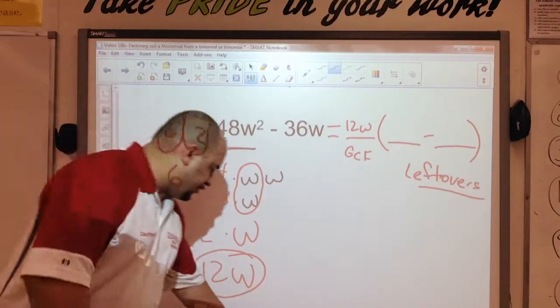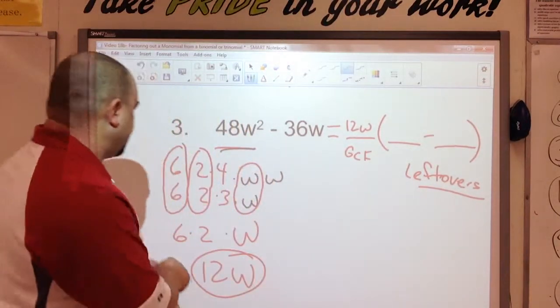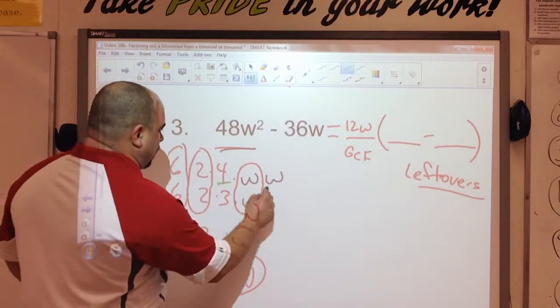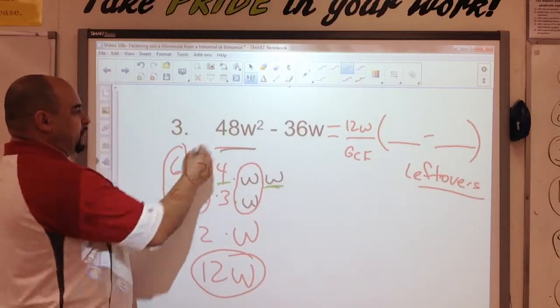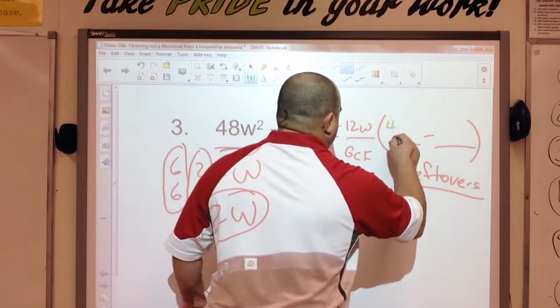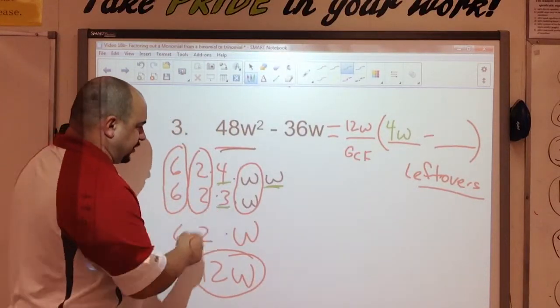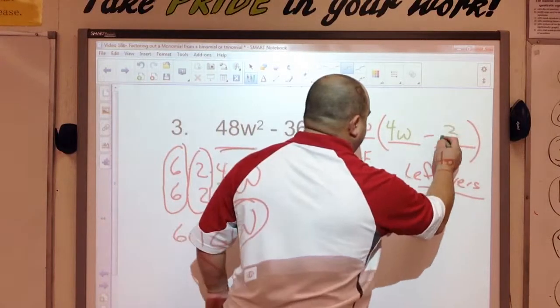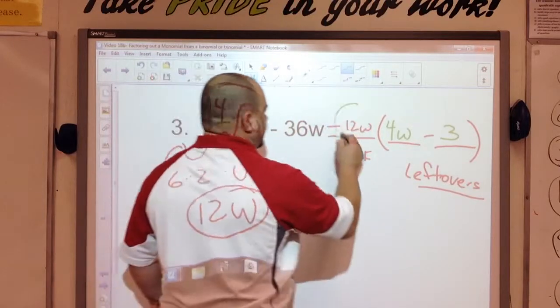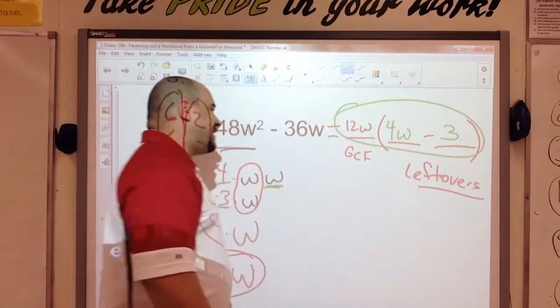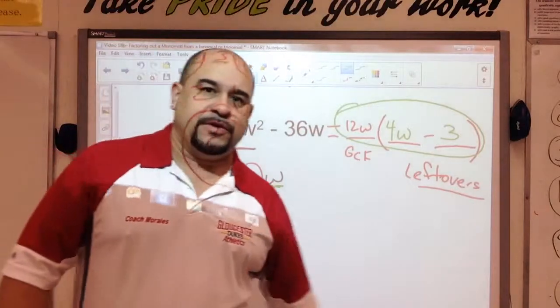Now, let's look at the leftovers. I'll do these in green. It looks like I have a 4 and a w left over from my first term. So 4w goes there. And in my last term, I have a 3, so I have a 3 that goes here. So my answer is 12w times 4w minus 3.